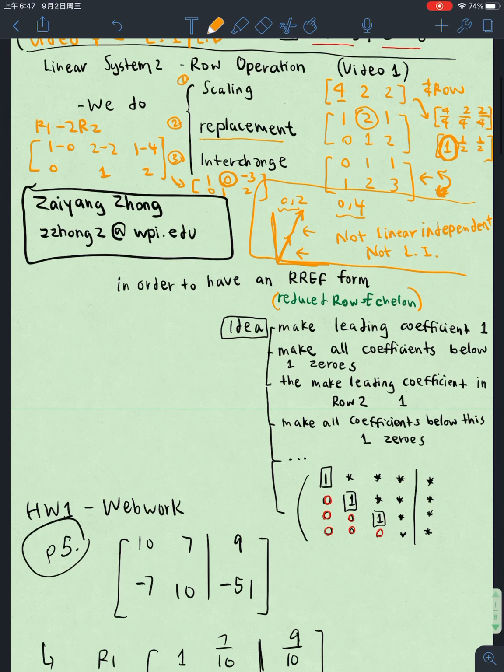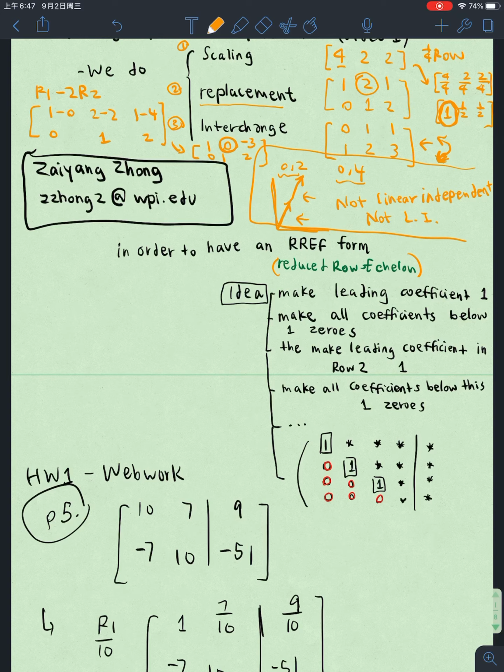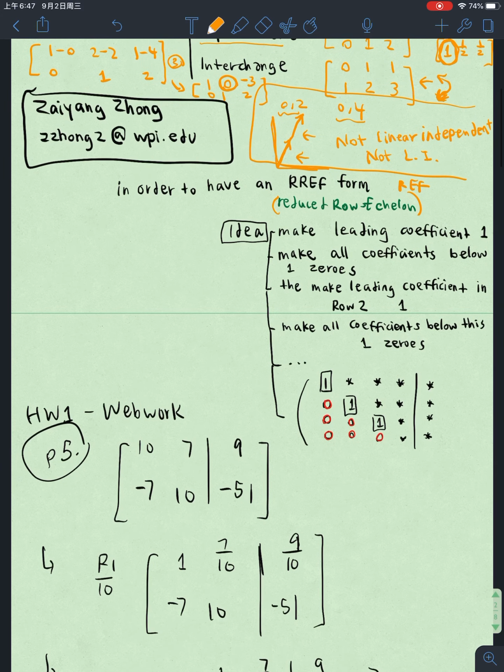So why are we doing these row operations? Because we want to have an REF form, which is reduced row echelon. You don't need to look at the method for this one, just look at the form. It will be like this. As you can see, the first row will start with a 1, and then all the numbers below the 1 will be 0.